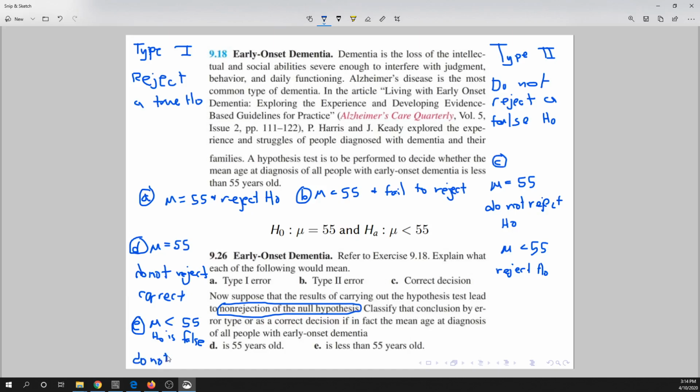In that situation, they want to know, is that a type 1 error, type 2 error, or a correct decision? Well, it's not a correct decision, because if the null hypothesis is false, then we would want to reject. We want the truth, and the truth is not the null hypothesis here. So what we ended up doing was not rejecting a false null hypothesis, and that is the very definition of a type 2 error. So this is a type 2 error. Okay, that is it for this example.